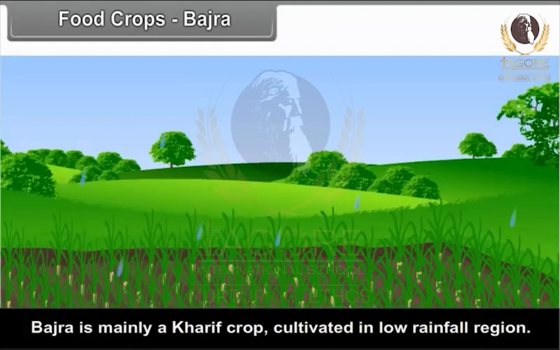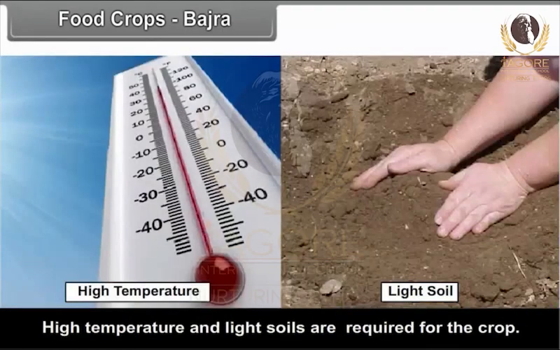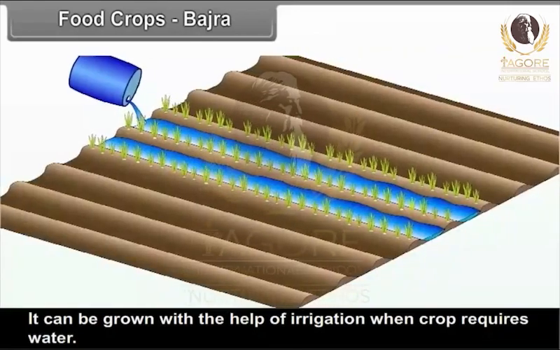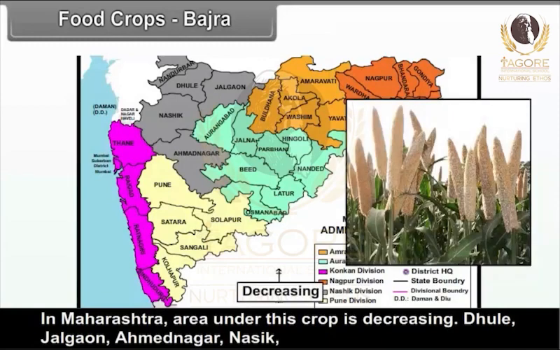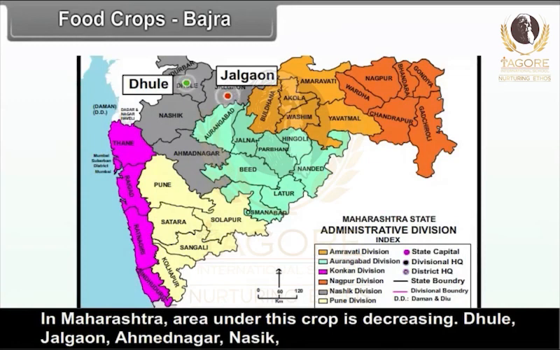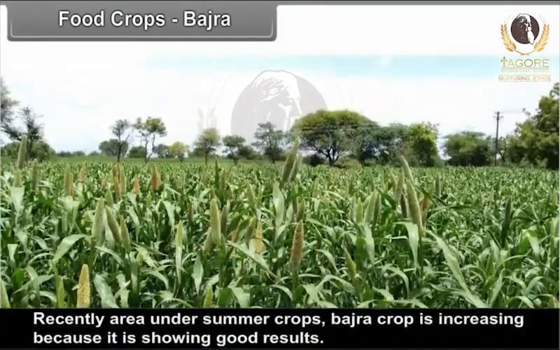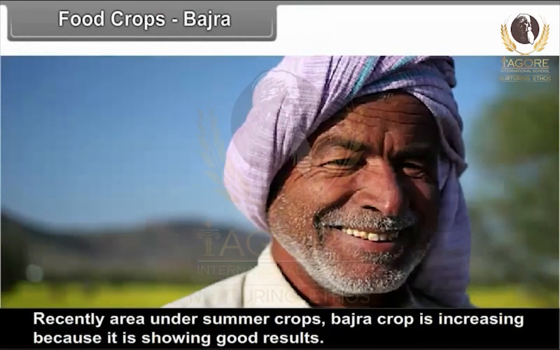Bajra. Bajra is mainly a Kharif crop cultivated in low rainfall region. High temperature and light soils are required for the crop. It can be grown with the help of irrigation when crop requires water. In Maharashtra, area under this crop is decreasing. Dhule, Jalgaon, Ahmednagar, Nasik, Pune and Satara are the main bajra producing districts of Maharashtra. Recently, area under summer crops, bajra crop, is increasing because it is showing good results.